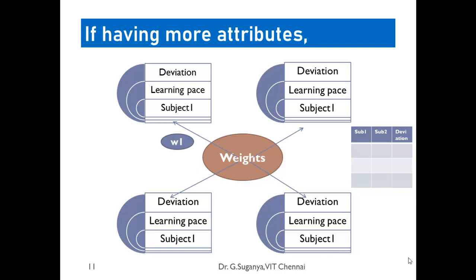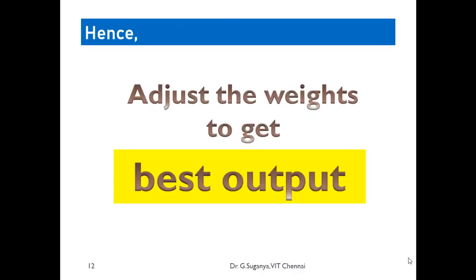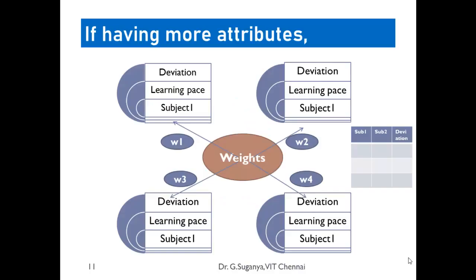For subject 1 it may be W1, W2 for subject 2, W3 for subject 3, and W4 for subject 4. And hence, what's our motto now? We have to adjust the weights to get the best output. Am I right? So just quickly see this diagram. These are the weights. Weights are nothing but the importance that you want to give to the subject. You have to come to an optimized decision by varying these weights so that the cumulative output, the final marks that we are going to get when the deviation is computed, achieves our own local minima.